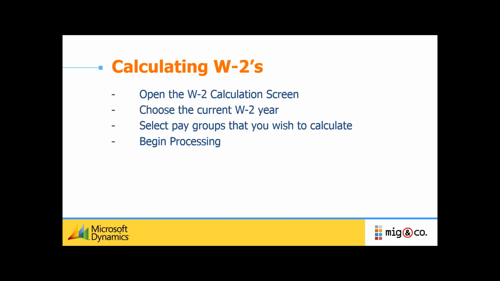When we calculate W-2s, we open the calculation screen, choose the current W-2 year, select the different pay groups to calculate, and begin processing. The W-2s will actually calculate and get ready for your process.